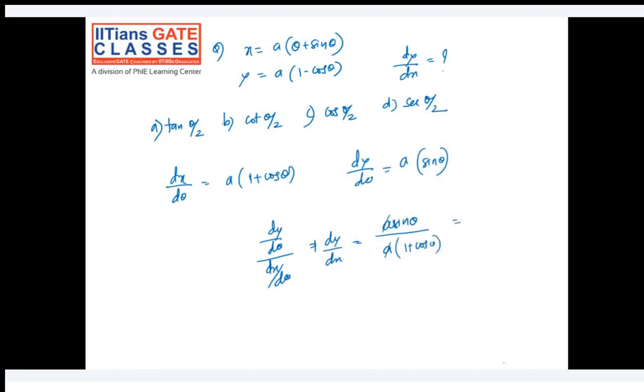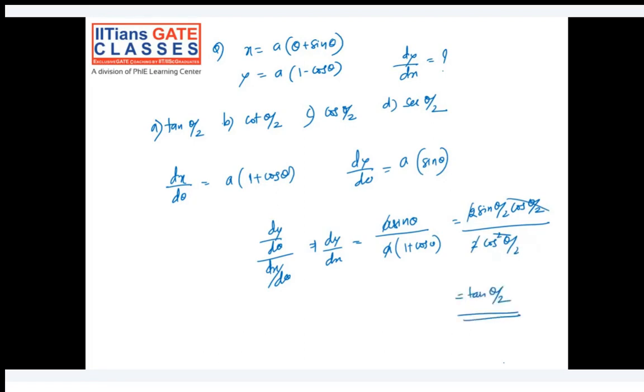2 sin(θ/2) cos(θ/2). And what is 1 plus cos θ? It's 2 cos²(θ/2). So 2 will get cancelled, and cos(θ/2) will get cancelled. So sin(θ/2) divided by cos(θ/2) is tan(θ/2).